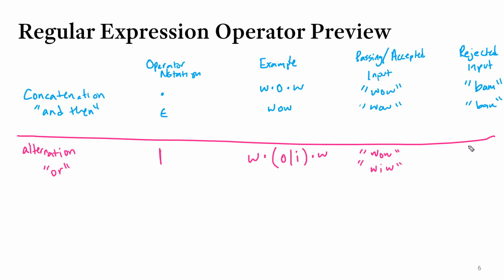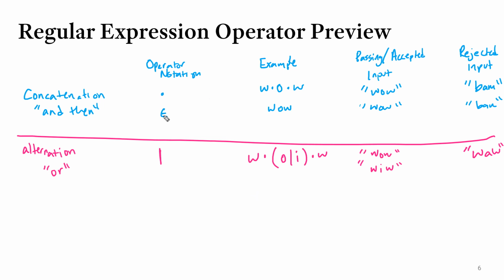I don't know how you actually pronounce that. And a rejected input would be, say, WAW, right? So alternation allows us to start to specify OR, right? So we could say W followed by O or I followed by a W, right?